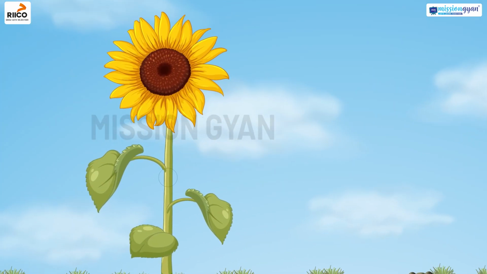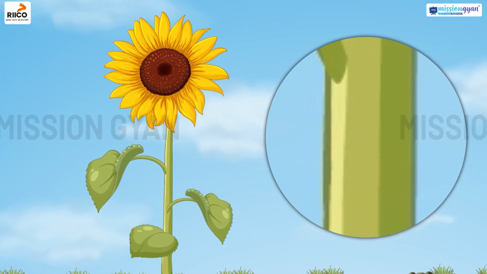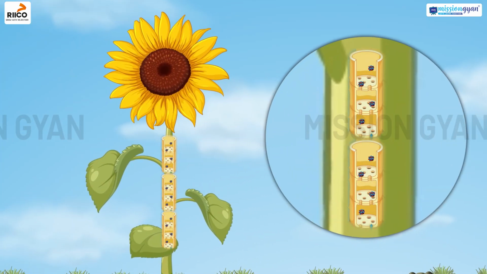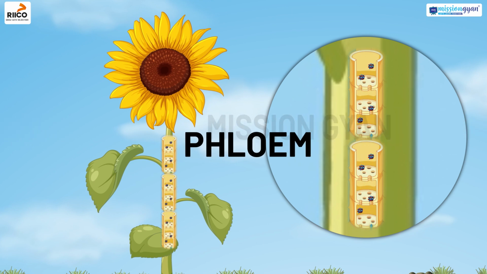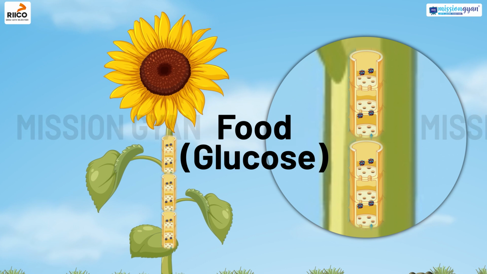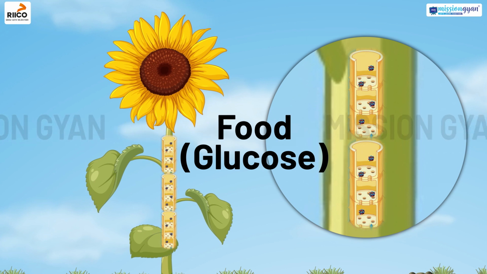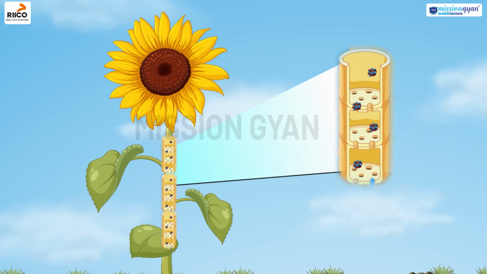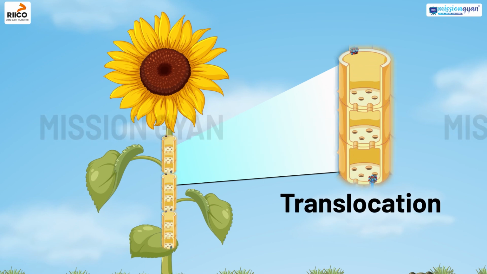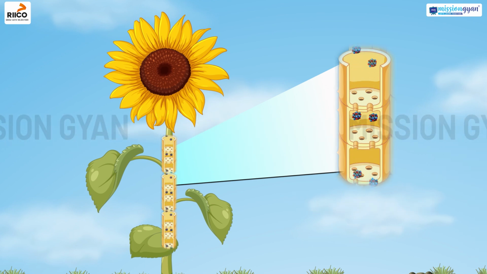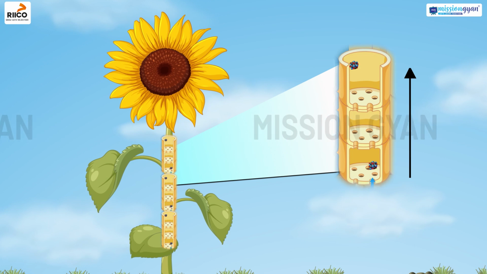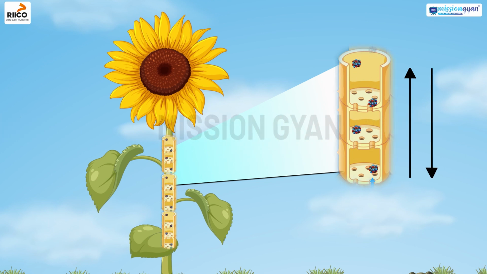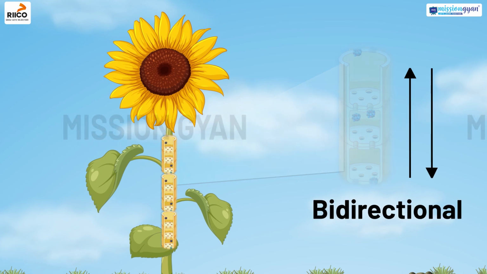Now that you have learned about xylem, let us know about phloem. Phloem is another vascular tissue that carries food from leaves to all the parts of the plant. The movement of food through the phloem is called translocation. This movement is in both upward and downward direction, hence bidirectional.